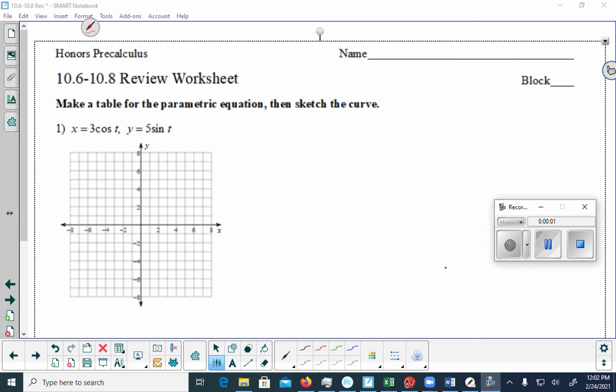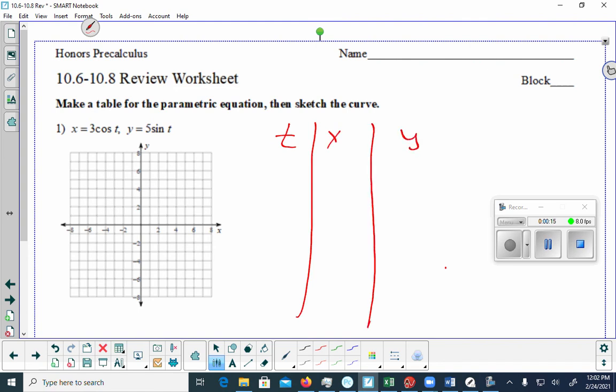This is Mrs. Ward. I'm going to go over the 10-6, 10-8 review worksheet. So the first thing I'm going to do is it says make a table for the parametric equation, then sketch the curve. So remember, I'm going to have t, then I'll have my x, then I'll have my y, and since it's trig, I'm going to use 0, pi over 2, pi, 3 pi over 2, and 2 pi.